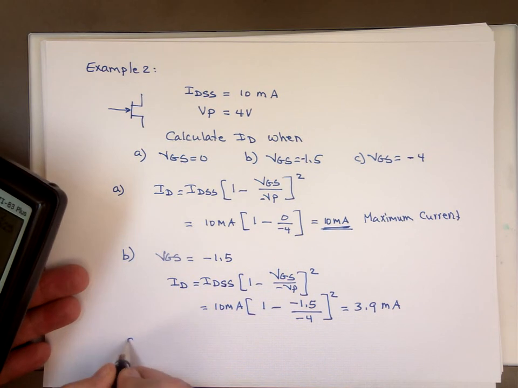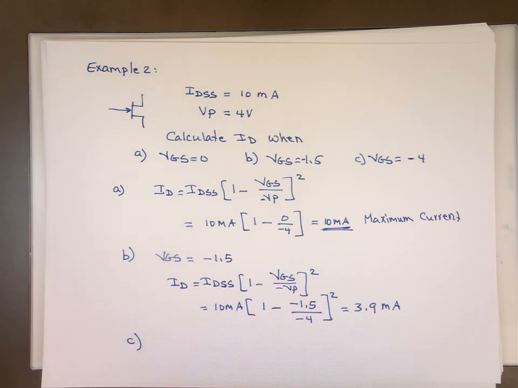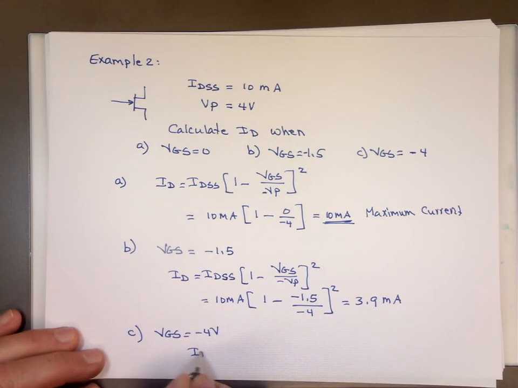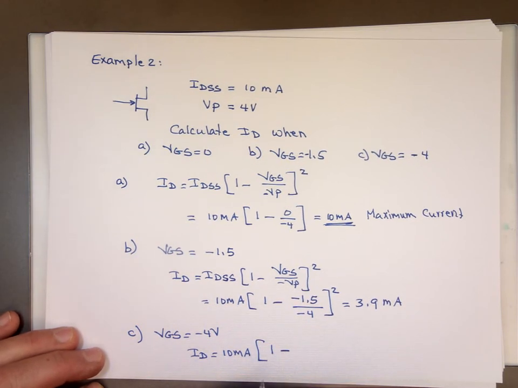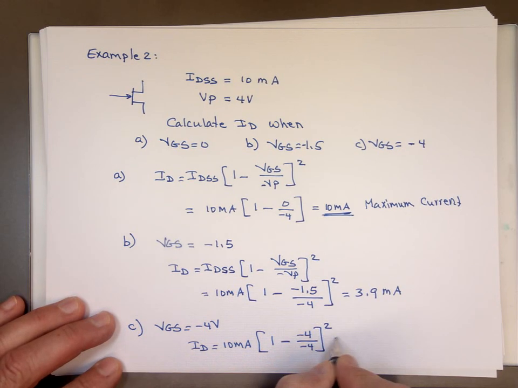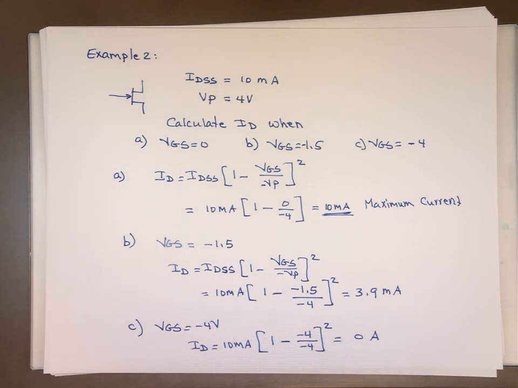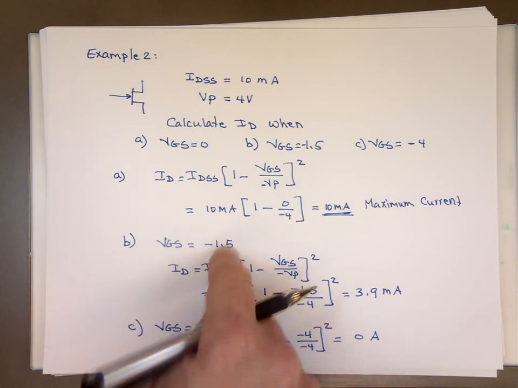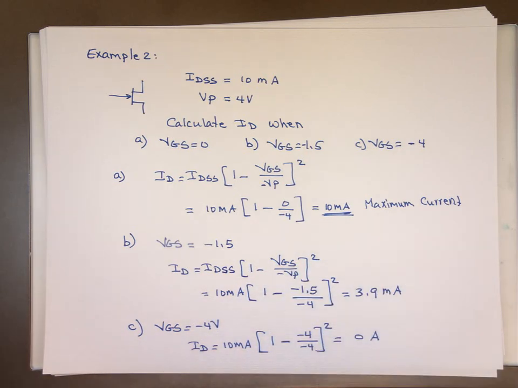And part C, if you let VGS equal negative 4, which is the VP value, I should have a 0. Then I sub D is going to be 10 milliamp times 1 minus VGS over negative VP, that's negative 4 over negative 4, square it, and that will give me 0 amp. Notice as VGS became more and more negative, the current started to shrink, less and less current going through it.